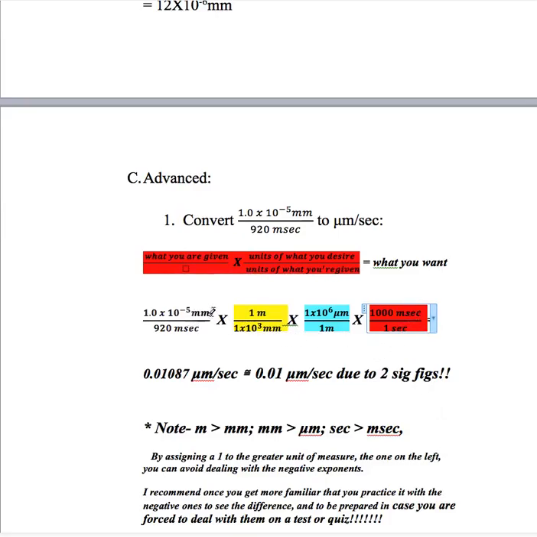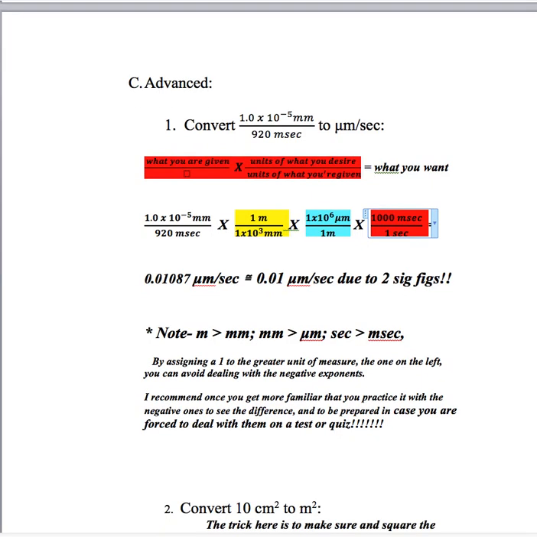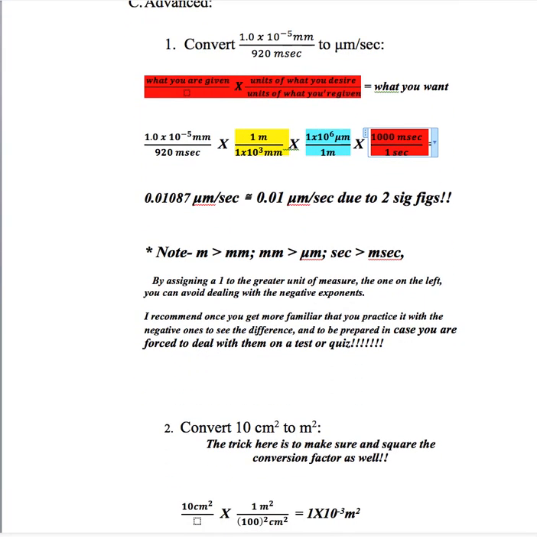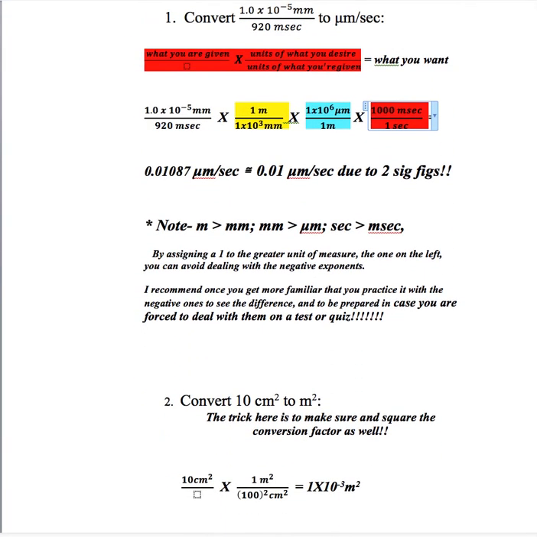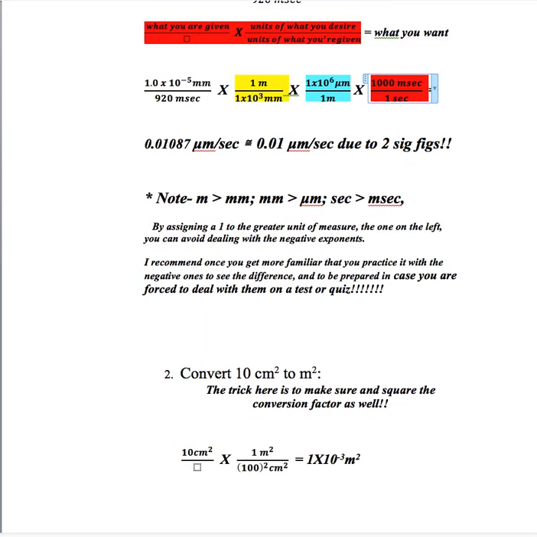Now you can see millimeter cancels, meter cancels, left with micrometer. Millisecond cancels, left with seconds. You multiply, use your sig figs to get that, okay? So again, I'm overemphasizing: put 1 for the larger unit of measure, and if you do that, then you won't have to deal with negative exponents.